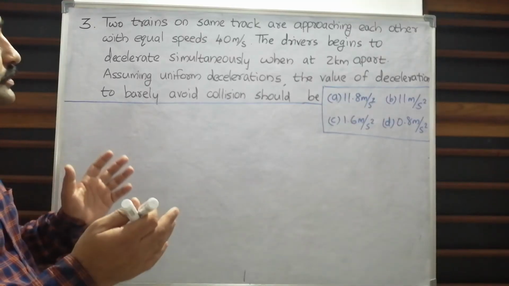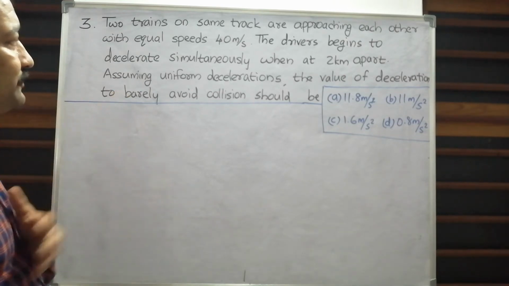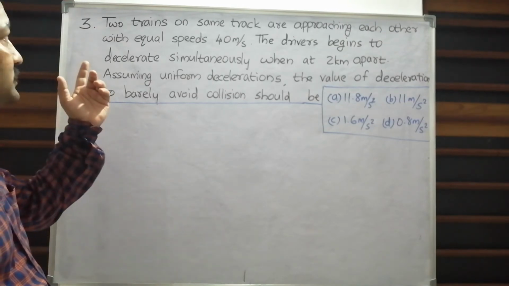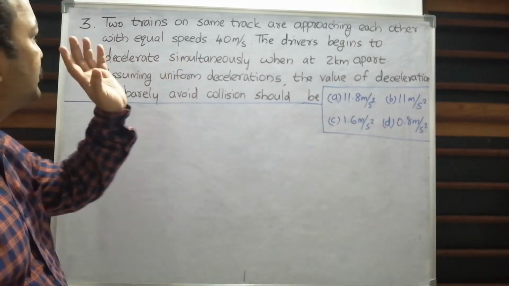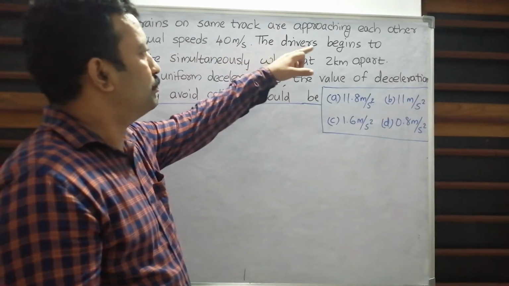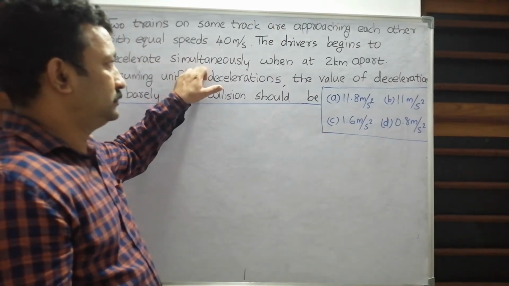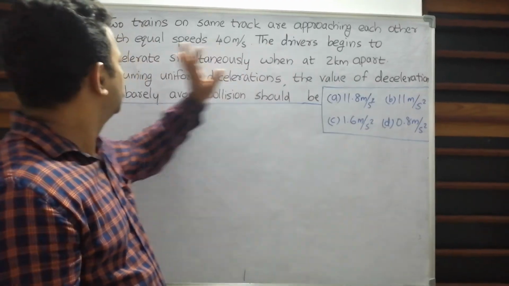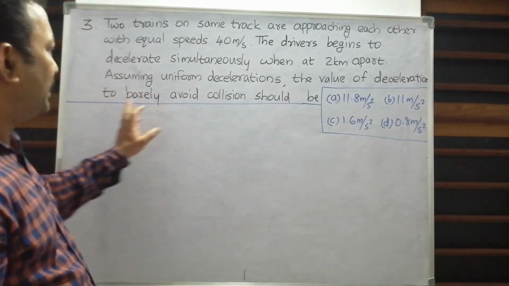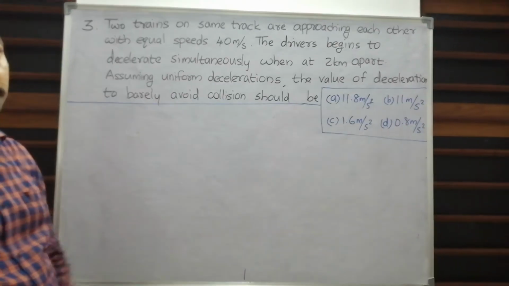Problem of avoiding a disaster, chances of an accident of two trains. What is given here is two trains on the same track are approaching each other with equal speeds of 40 meters per second. The drivers begin to decelerate simultaneously to avoid the collision when they are 2 kilometers apart. Assuming uniform decelerations, the value of deceleration to barely avoid collision should be. That means within that 2 kilometers, they have to come to a stop.